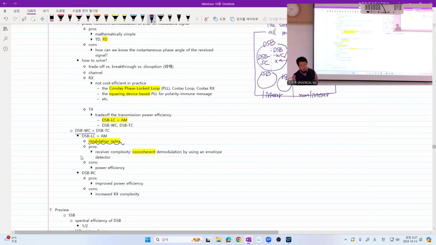And what was our approach? First, we assumed we have a real valued baseband message signal. So this is real valued and baseband. And of course, this m of t may be, mathematically speaking, any real valued baseband signal, but sometimes, be careful, sometimes it has a symmetry.